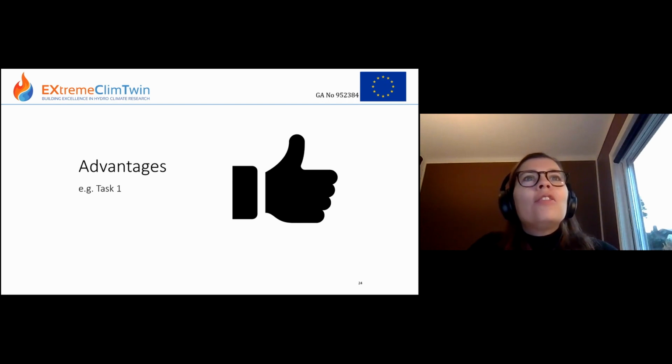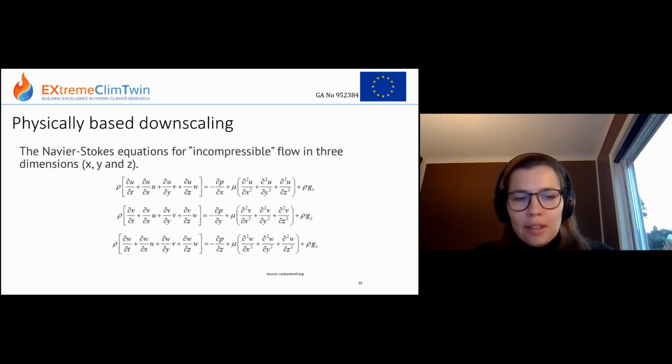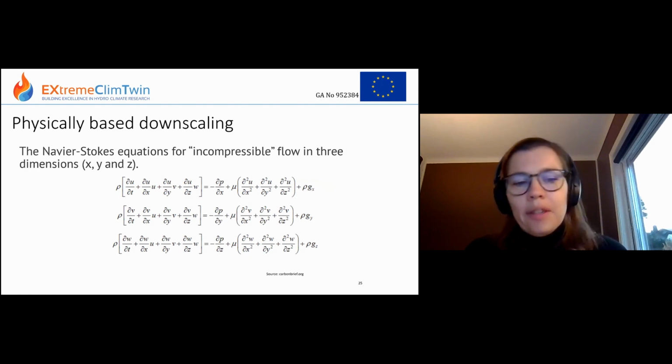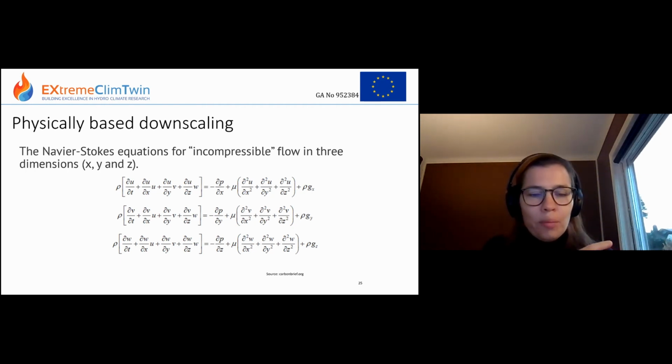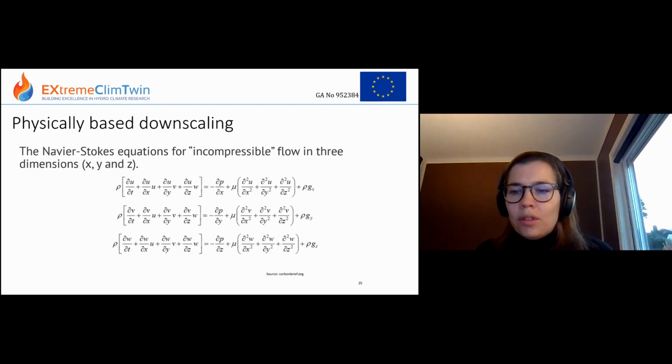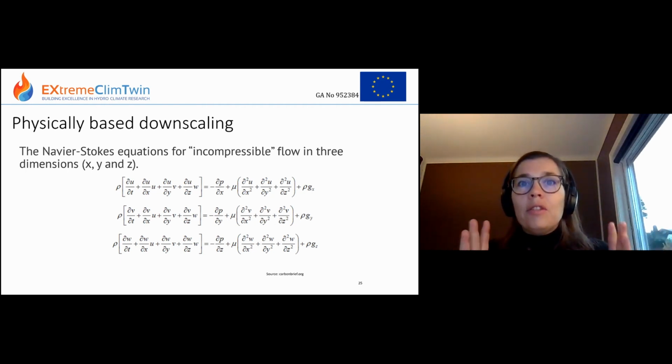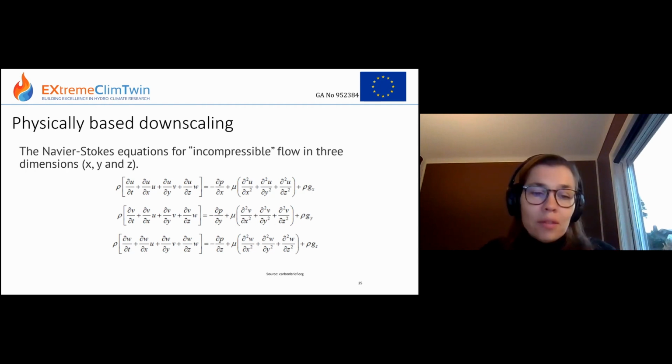Okay. So, advantages of this technique. Compared to other techniques, I think one of the main advantages is that it's based on the physics. It's based on equations. So it's not just a linear interpolation between the information from the global climate model and the local scale. You're really deriving equations for the different grid cells, and doing a physical representation of the climate again.